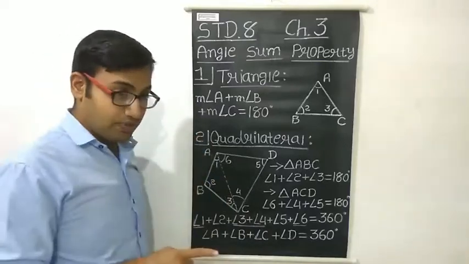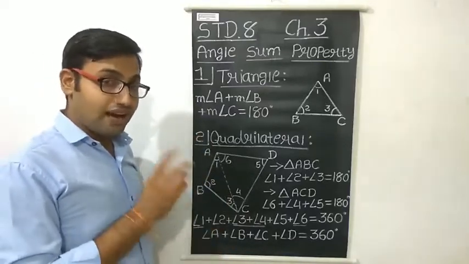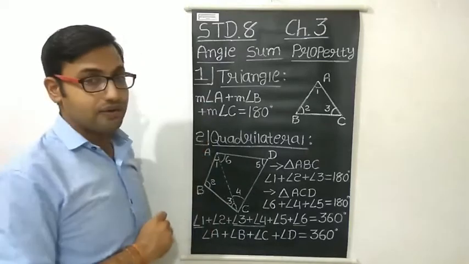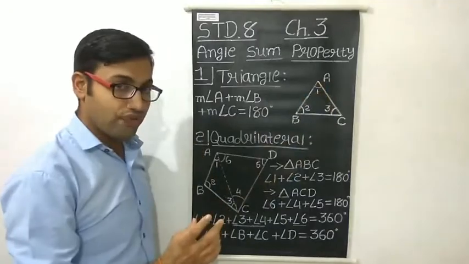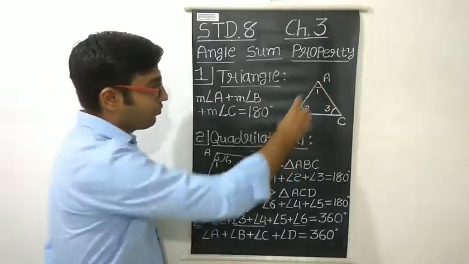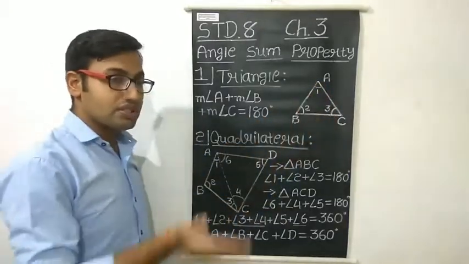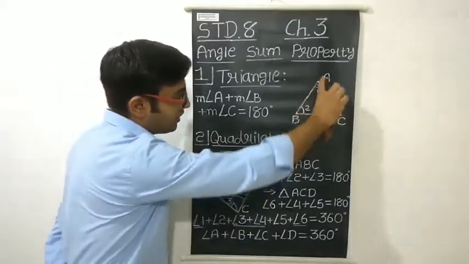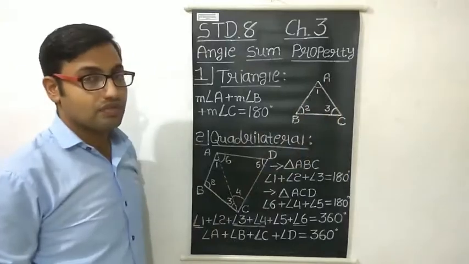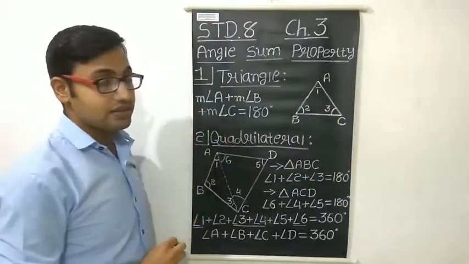So the very first closed figure that we know is a triangle. A triangle is made of three sides, and all the sides are line segments. So there are three sides and three angles, and we have to study about the angles.